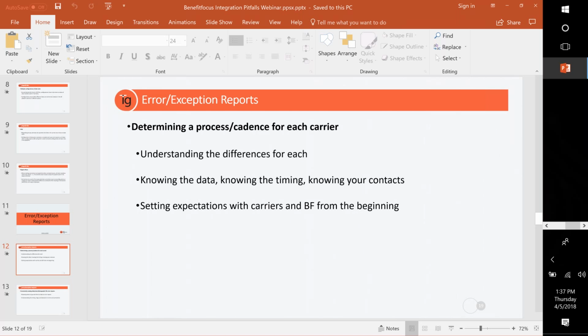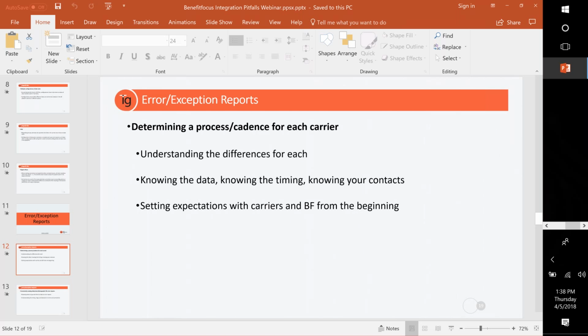I don't know if anybody on this call has any experience with reading an exception report or an error report from CVS Caremark, but it's kind of like reading hieroglyphics. And it's something that took me a couple of months to learn as the subject matter expert at Benefit Focus. So I can completely understand a head benefits administrator who opens it and throws his or her hands up and says, I don't have time for this. But again, it's a key to making sure that the software that you're paying for is working correctly.